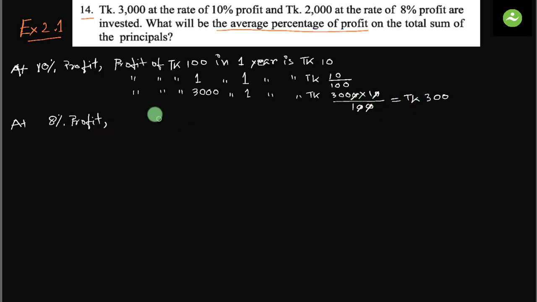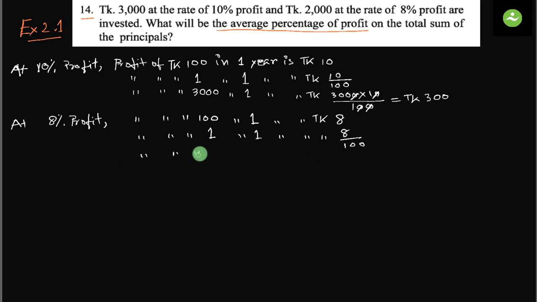At 8% profit, the profit of taka 100 in 1 year is taka 8. Profit of taka 1 in 1 year is taka 8 by 100.